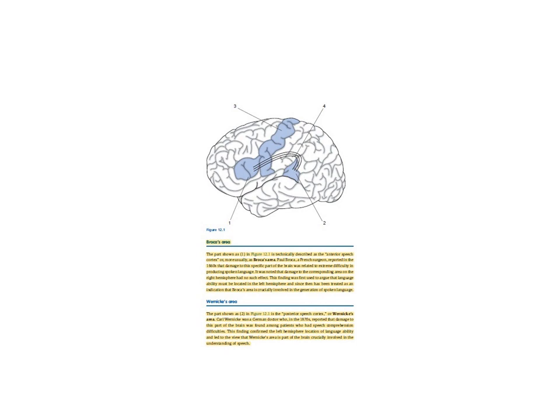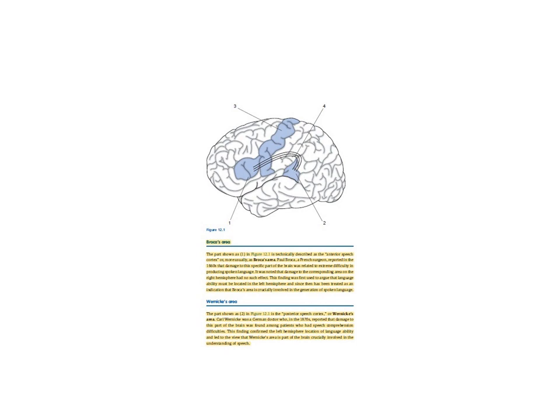Now, the second part of the question's answer is about Wernicke's area. As you can see, it is given number two in the figure I refer to. This is the posterior speech cortex, or Wernicke's area. Karl Wernicke was a German doctor who in the 1870s reported damage to this part of the brain was found among patients who had speech comprehension difficulties.